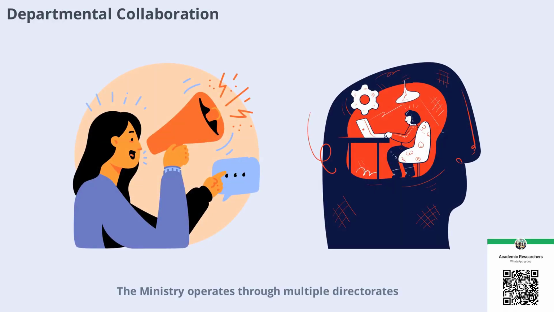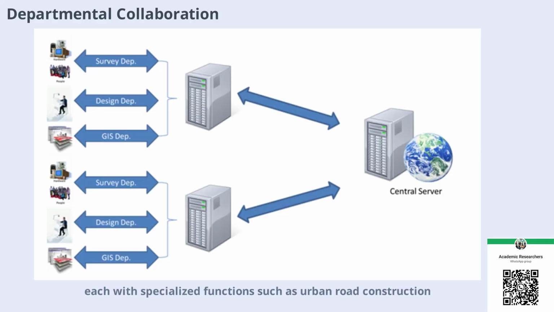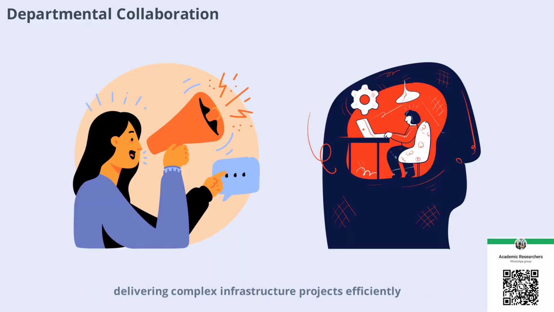Ministry operates through multiple directorates, each with specialized functions such as urban road construction, highway maintenance, water distribution, and urban planning. Historically, these departments worked in isolation with limited information sharing and no real-time coordination. The ITCE approach breaks down these barriers, enabling departments to collaborate on shared datasets and streamline project workflows. This shift is crucial for delivering complex infrastructure projects efficiently.